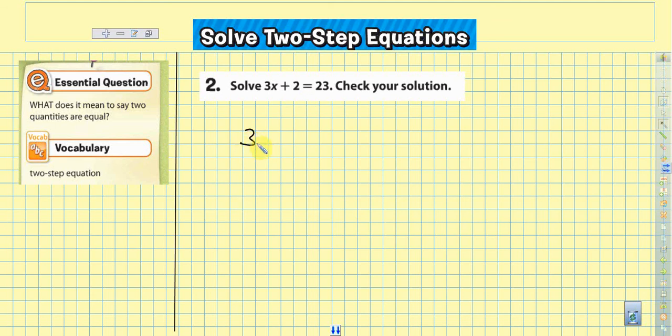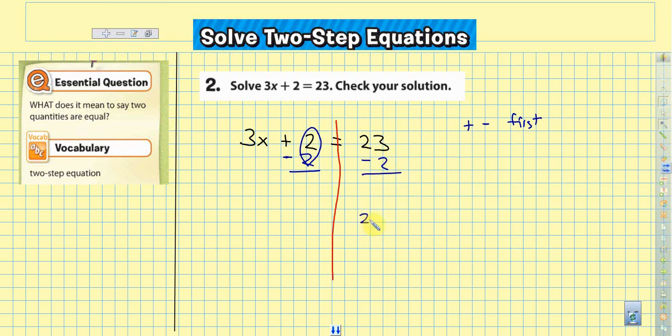This time we have 3x plus 2 is equal to 23. First thing we do, we draw our line. Adding and subtracting first. Adding 2, so let's subtract 2. That becomes 0. Subtract 2 over here. That becomes 21. Rewrite the problem. 3x is equal to 21. This was 0, so it goes away.